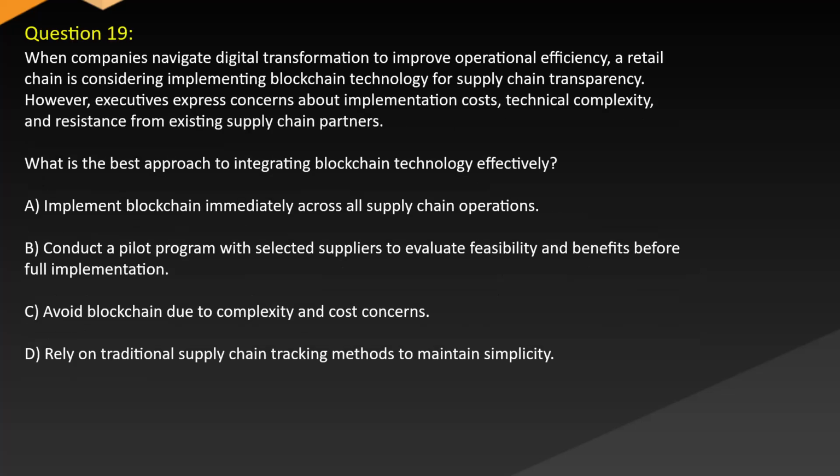Question 19. When companies navigate digital transformation to improve operational efficiency, a retail chain is considering implementing blockchain technology for supply chain transparency. However, executives express concerns about implementation costs, technical complexity, and resistance from existing supply chain partners. What is the best approach to integrating blockchain technology effectively?